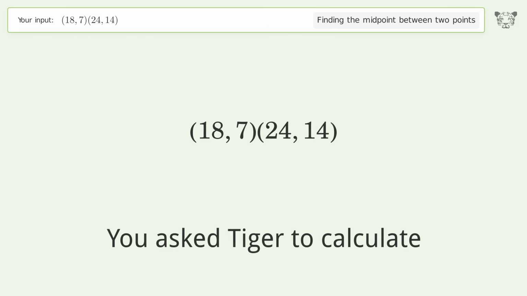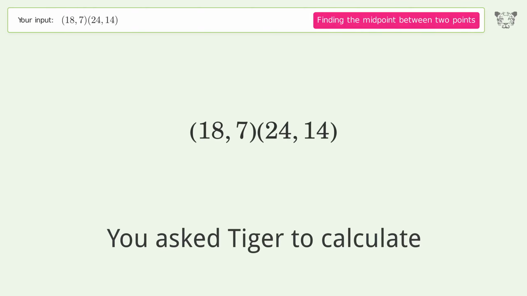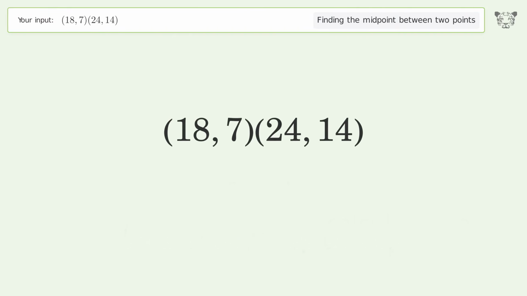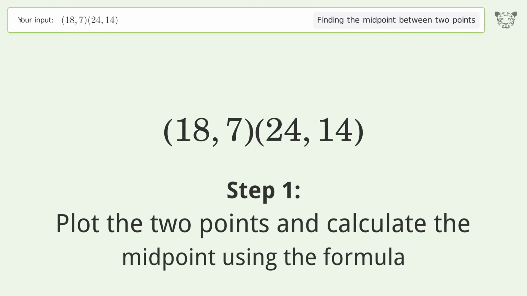You ask Tiger to calculate. This deals with finding the midpoint between 2 points. The midpoint between the 2 points is 21, 10.5. Let's solve it step by step. Plot the 2 points and calculate the midpoint using the formula.